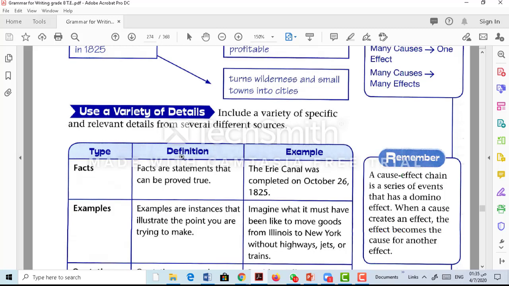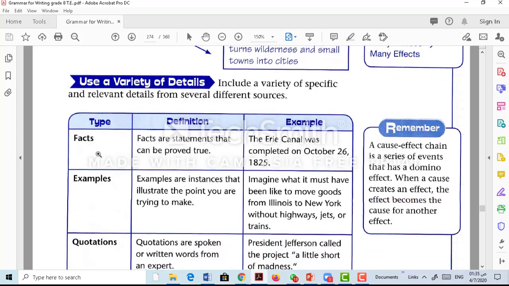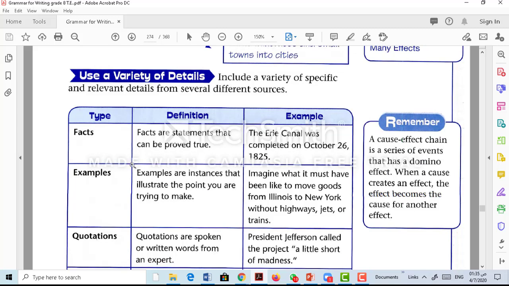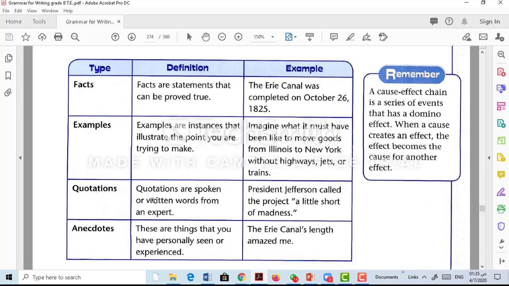Let's go to the details. Also, before you start your writing, you must have details. What type of details can you include in your essay? You can search for facts. You can use the internet to find facts about this Erie Canal. Examples. You can use quotations. Quotations are spoken or written words from an expert, like words that you heard on the radio or watched on TV or read in a newspaper. Anecdotes as well. They are things that you have personally seen or experienced. So maybe you have visited this canal, so you can use this. You can use what you saw to present details.